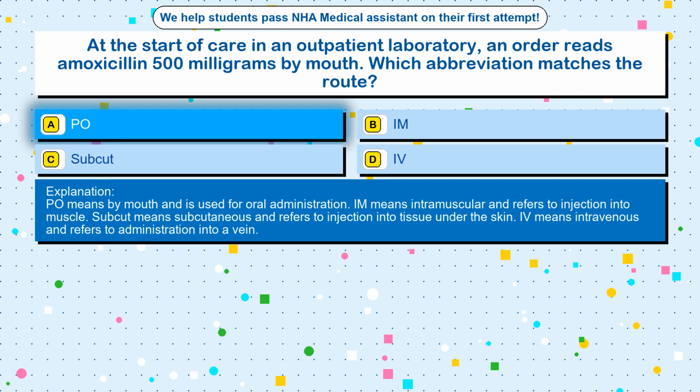PO means by mouth and is used for oral administration. IM means intramuscular and refers to injection into muscle. Subcut means subcutaneous and refers to injection into tissue under the skin. IV means intravenous and refers to administration into a vein.